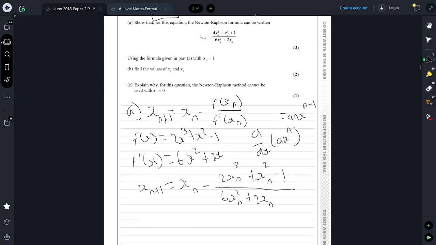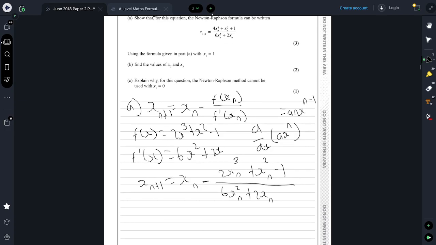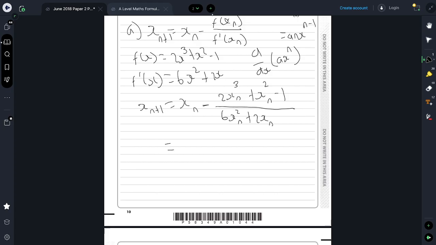Okay, so we want it in this form. Notice it's only a single fraction, so the best idea is to write this x_n as a single fraction. How are we going to do that? Well, we want a common denominator, don't we? I'll just put x_n of 6x_n plus 2. So we don't need to times by another x_n, it's already there. No, sorry, ignore me, I'm waffling. Let's just do it normally.